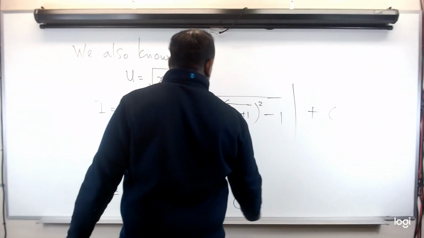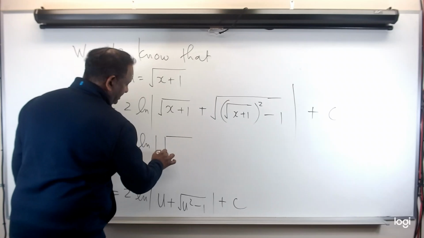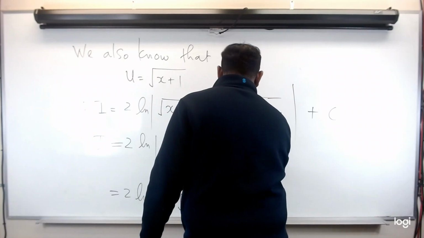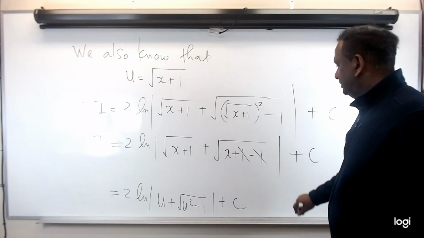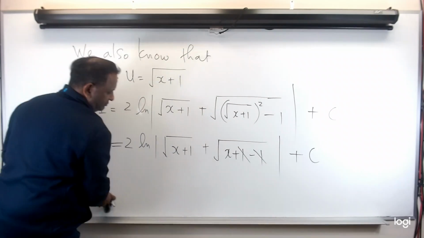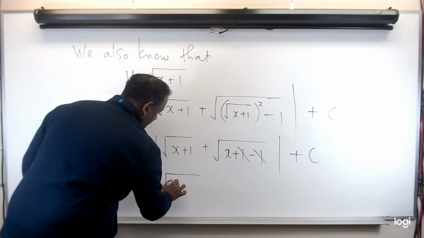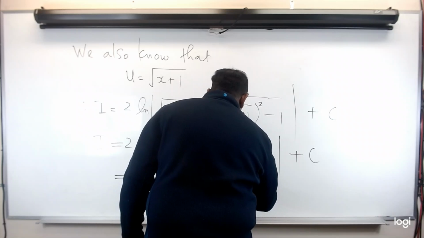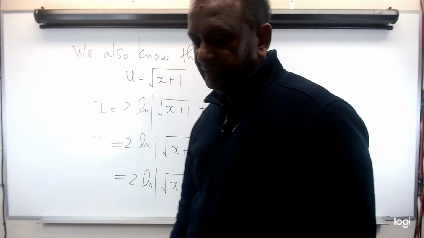Therefore I is 2 ln of the square root of x plus 1, plus within the square root you're going to have x plus 1 minus 1, plus c. The plus 1 minus 1 get cancelled out. So ln of the square root of x plus 1 plus root x, plus c. See?